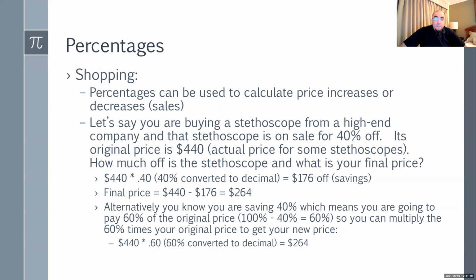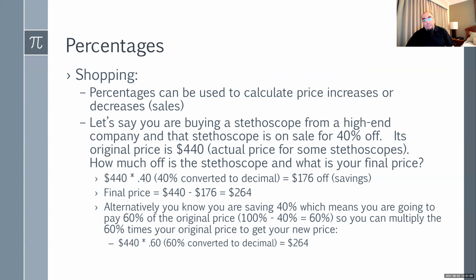Well, there's a couple ways you can do this. First of all, you can take 440, convert the 40% to a decimal, which is 0.4. That'll give you that you saved $176. Then you subtract the 176 from the 440 and get 264.